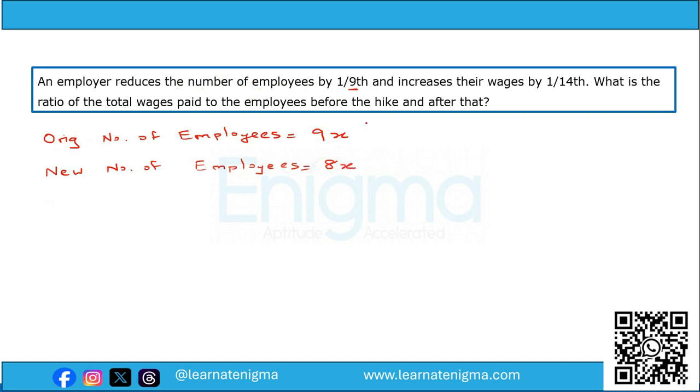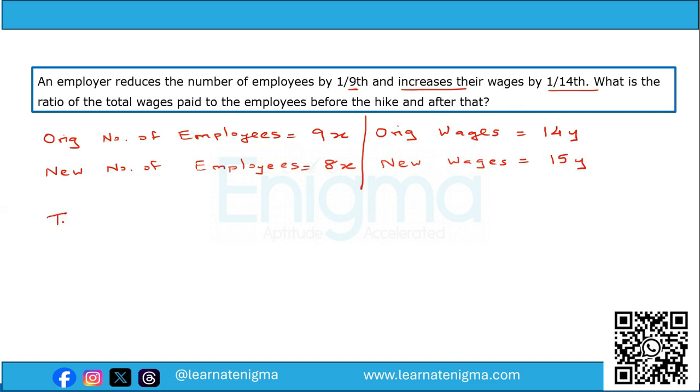Now, let the original wages be equal to, now because the denominator is 14, we can assume the original wages to be 14y. So the new wages, now if you see here, it is increased by 1/14. So that means it will be 14y plus y, that is 15y.